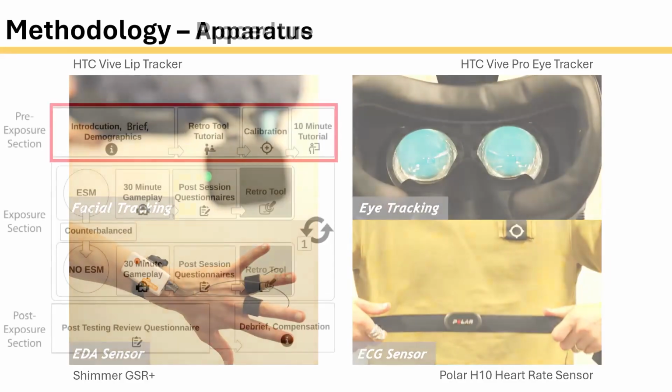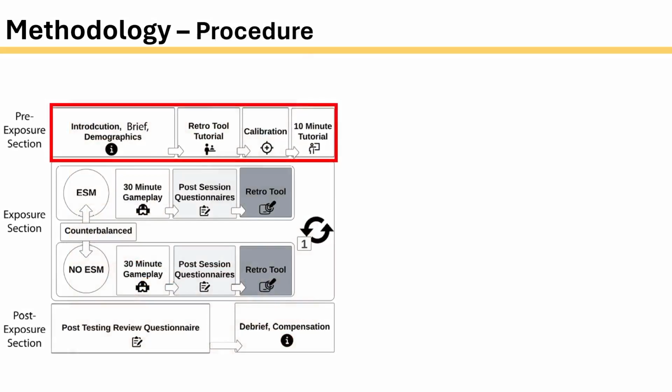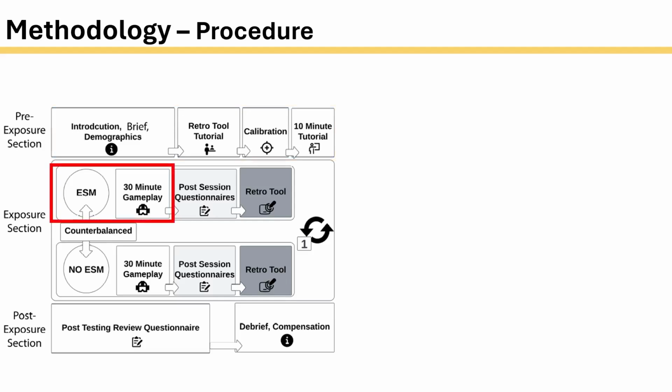And the procedure looked a bit like this. So first, users were briefed on the study and completed some demographics. They were then introduced to both measurement methods and also given a tutorial on RetroSketch. We then took some calibration measures of their emotions and physiology, and then they completed a 10-minute tutorial of their selected VR game. Then they would go into a 30-minute gameplay session of free gameplay, and dependent on counterbalancing, they would be administered ESM sampling, which looked a bit like this.